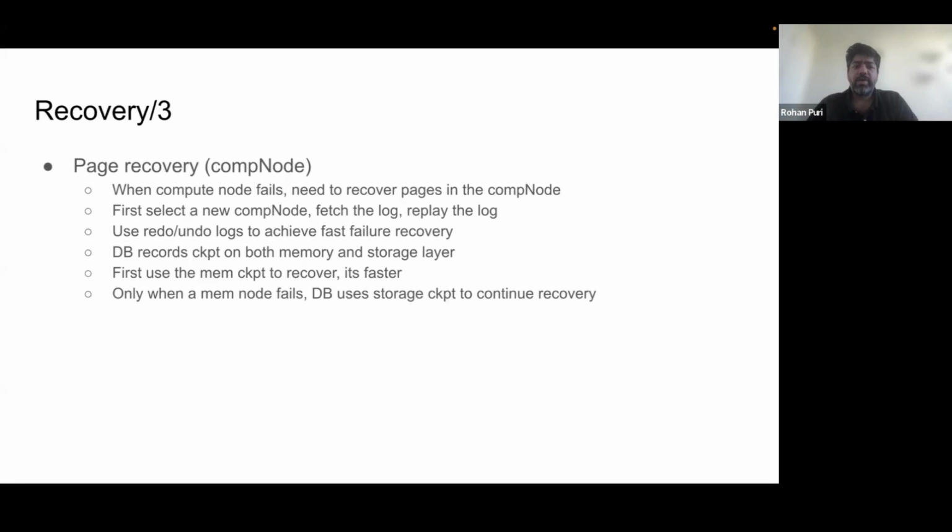So how do you do page recovery at the compute node? When a compute node fails, it needs to recover the pages. First select a new compute node, fetch the log and do the log recovery. You have undo and redo logs to achieve failure recovery, and you also have checkpointing done at the memory and the storage layer. You try to recover from the memory checkpoint first because it's faster, but if you cannot, then the ultimate source of recovery would be to use the storage checkpoint along with the logs that are stored on the storage layer.